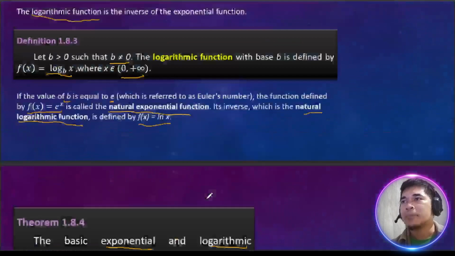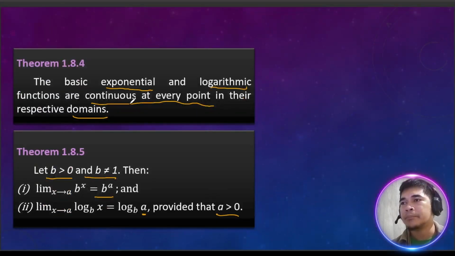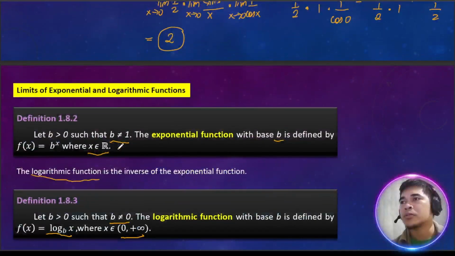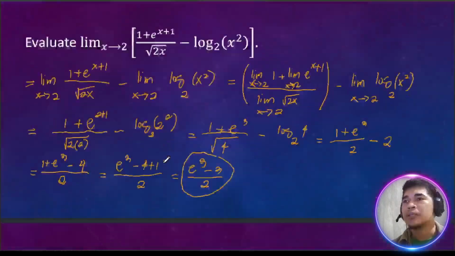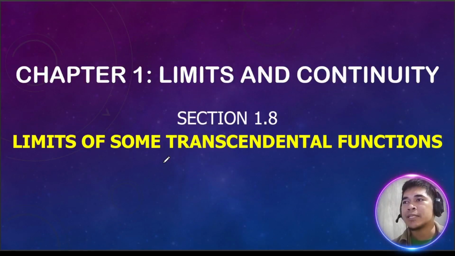So we just applied the earlier theorem, and also the definition. Okay? So, that's it for our limits of some transcendental functions. Always remember to familiarize yourself with the given theorems and definitions, and also the trigonometric identities and other identities.